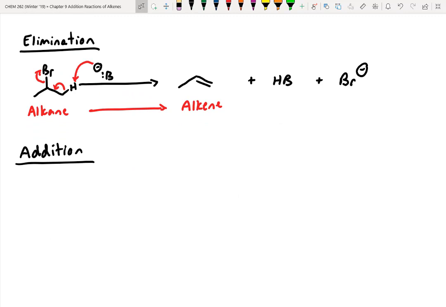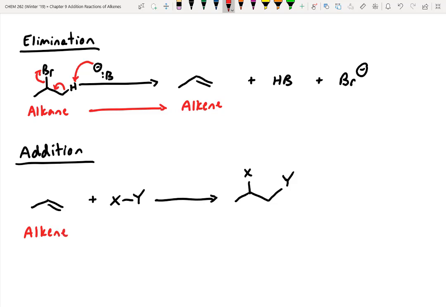All right, in an addition reaction, you're going to start with an alkene, and you're going to react it with some sort of nucleophile. I'll just call this X and Y. And you'll be able to add both X and Y across that double bond. So instead of going from an alkane to an alkene, you'll go from an alkene all the way to a functionalized alkane.